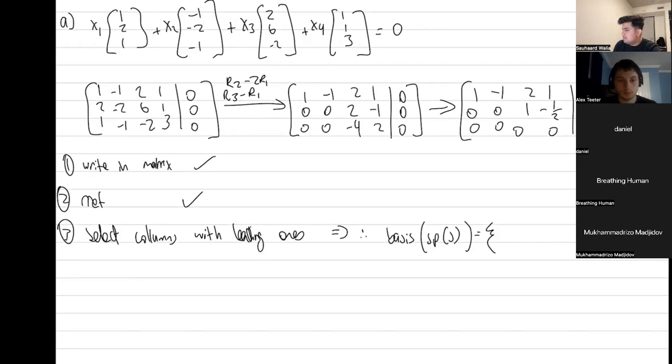Can you add 2 times the second row to R1? Why would we do that though? 1 and 3, 1 and 3. Yeah, you could do it, but this is already in our REF. We don't need to do anything after that. And yes, we need 1 and 3. Question as a test for you guys. Are we done?